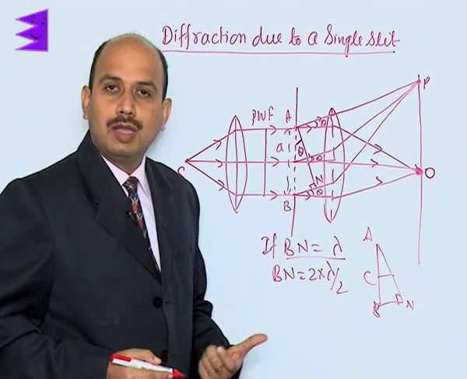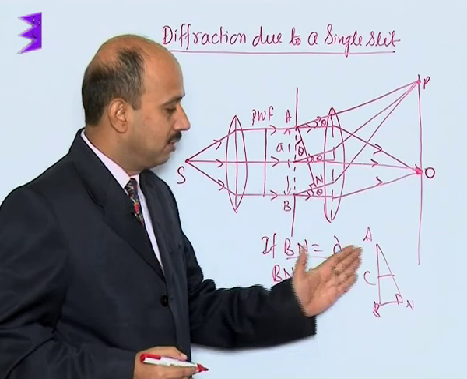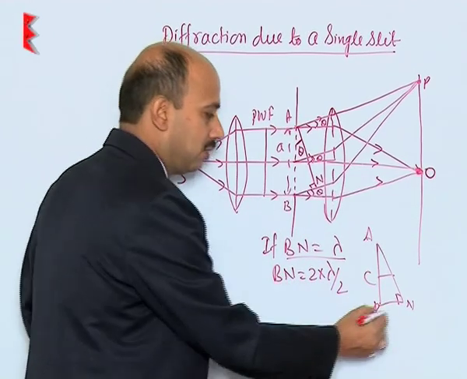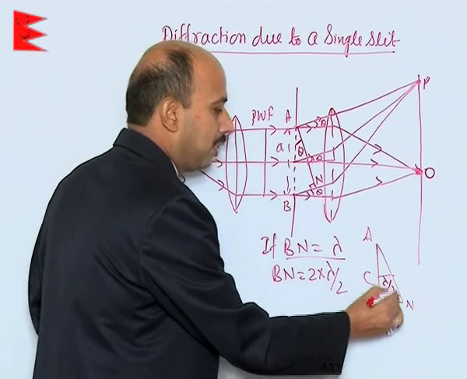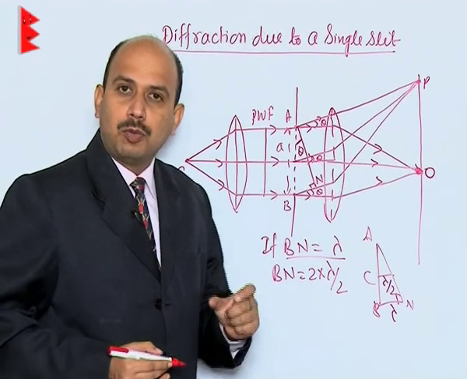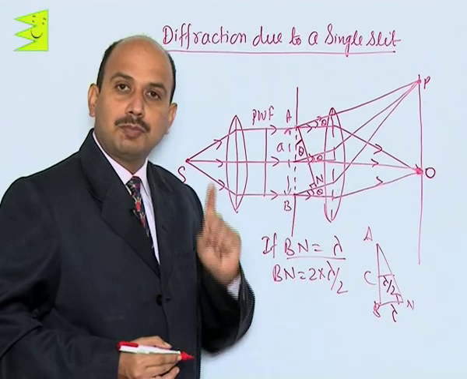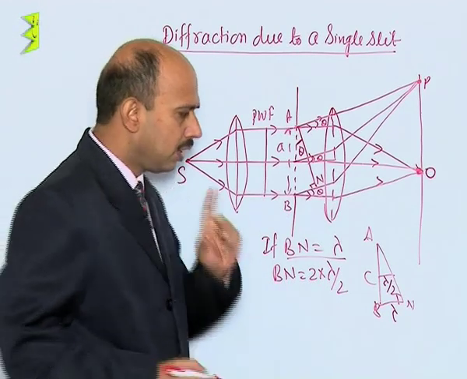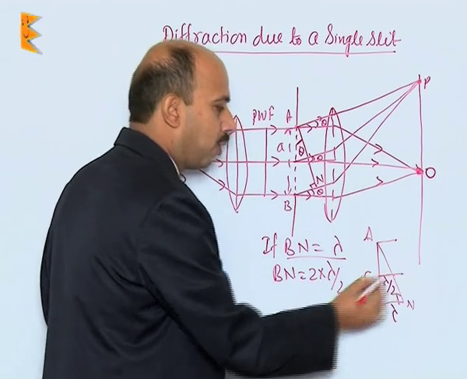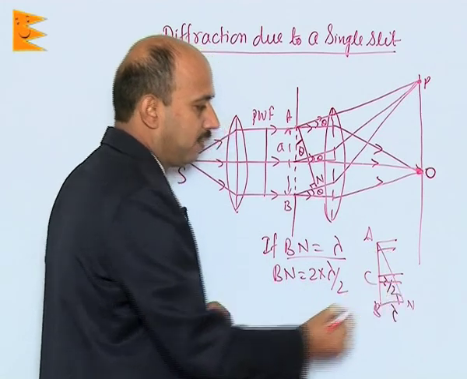So there are two independent sources of the light waves, one is AC and one is CB. This is lambda, so this is here lambda by 2. So all the corresponding waves or the disturbances emitted from AC and CB have path difference lambda by 2. It means one wave from here and one wave from here, one wave from here and one wave from here.